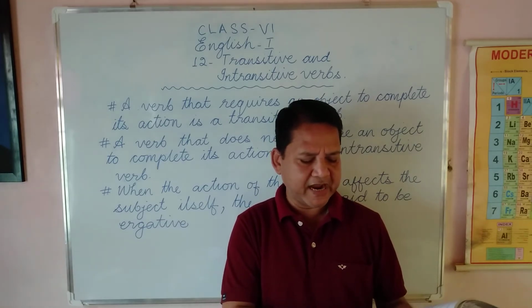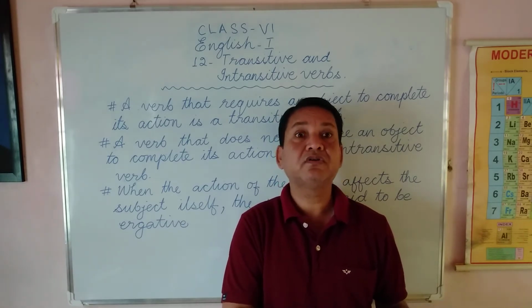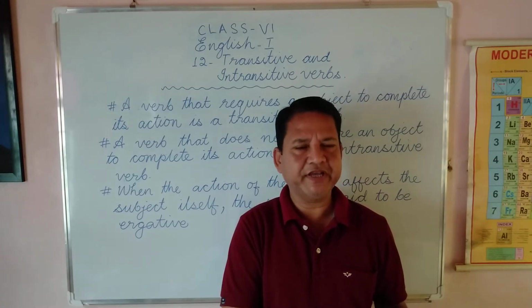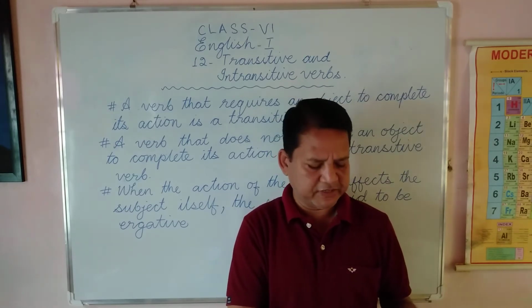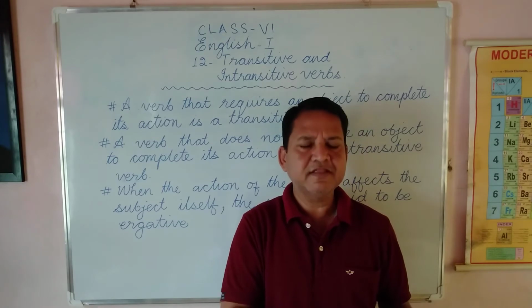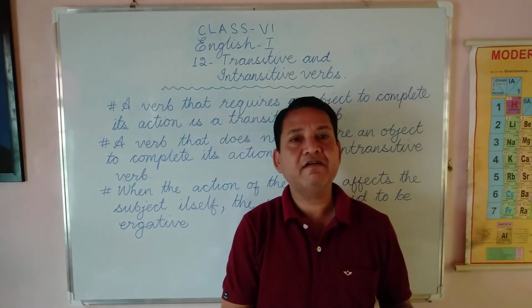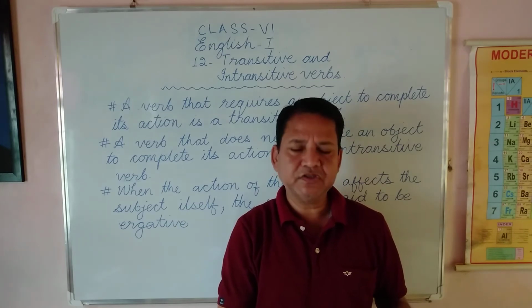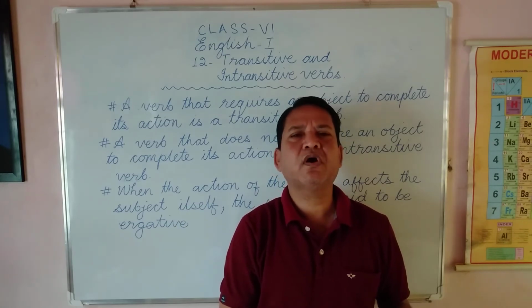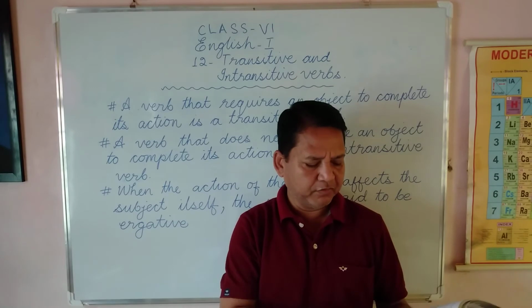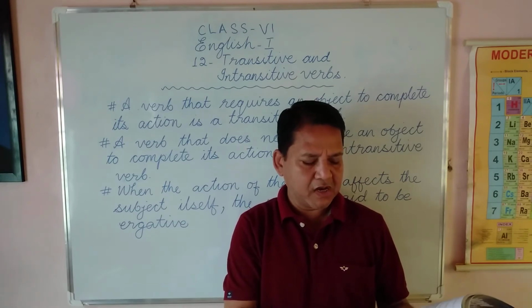Number 2. Twelve children raised their hands. We are talking about twelve children. Okay? And what did they do? They raised. What did they raise? Their hands. So raised is the verb. Hands is the object. So it is transitive. Number 4. How many guests are coming?